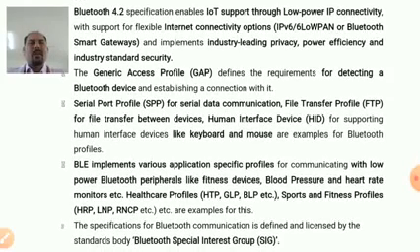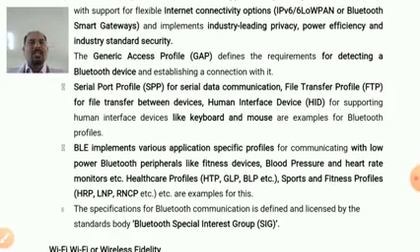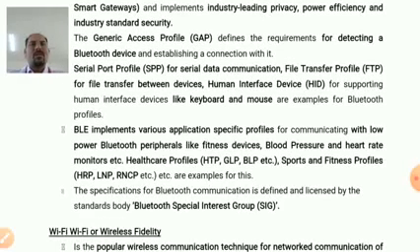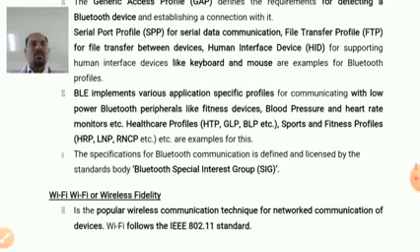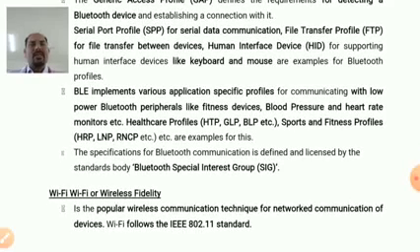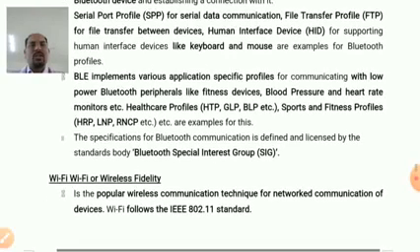The generic access profile of Bluetooth defines the requirements for detecting the Bluetooth device. The serial port profile is used for serial data communication. The file transfer profile is for file transfer between the devices. The human interface device profile is for supporting human interface devices like keyboard and mouse. BLE implements various application specific profiles with low power Bluetooth peripherals like fitness devices, blood pressure and heart rate monitors, healthcare profiles, sports and fitness profiles. These are the examples.